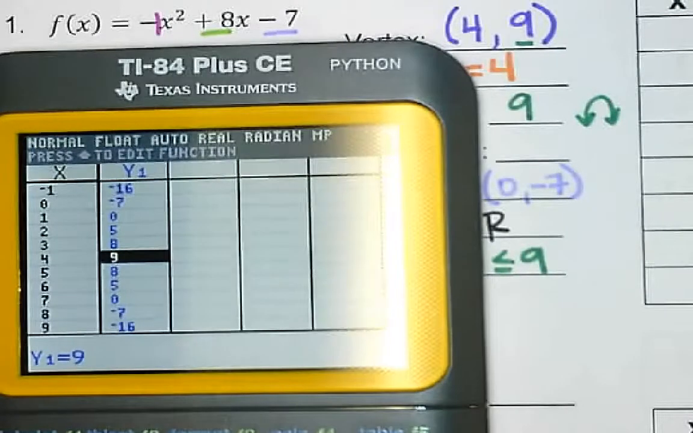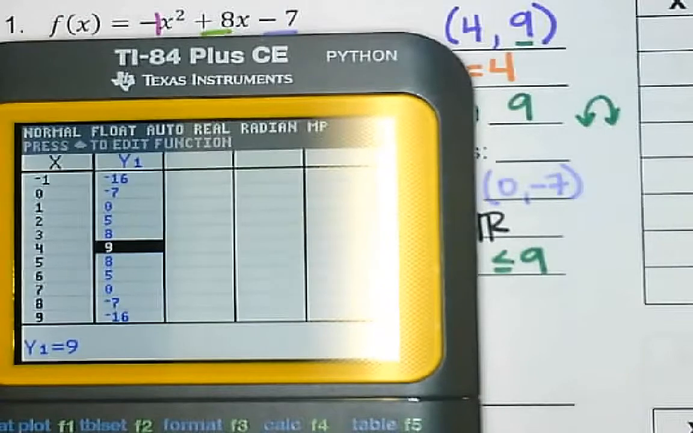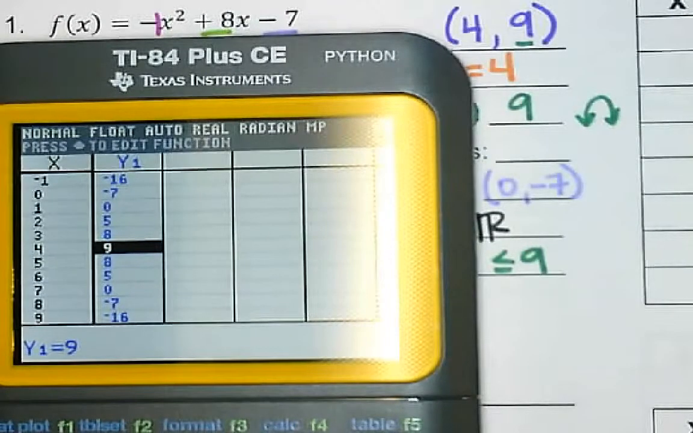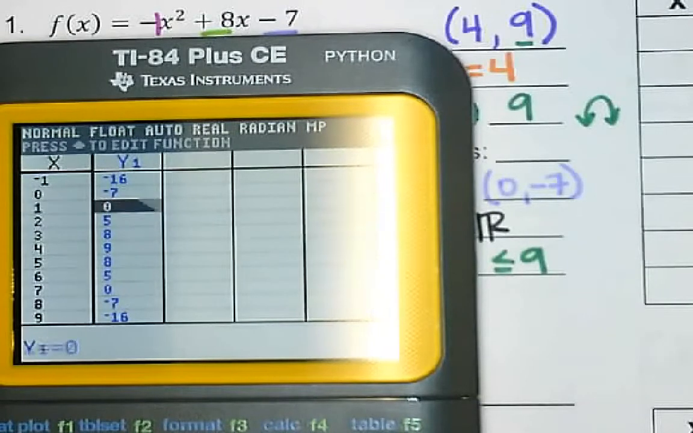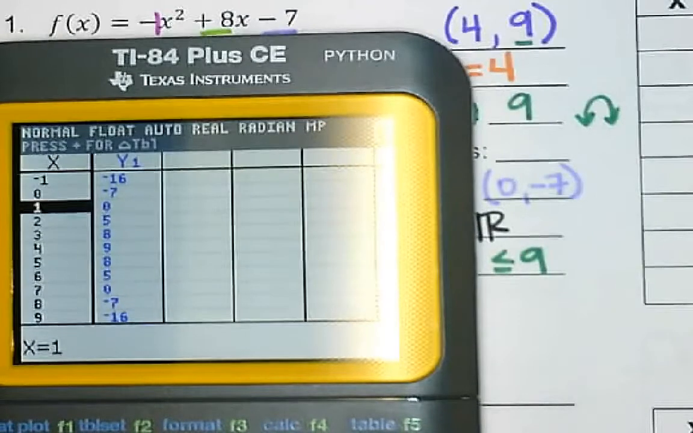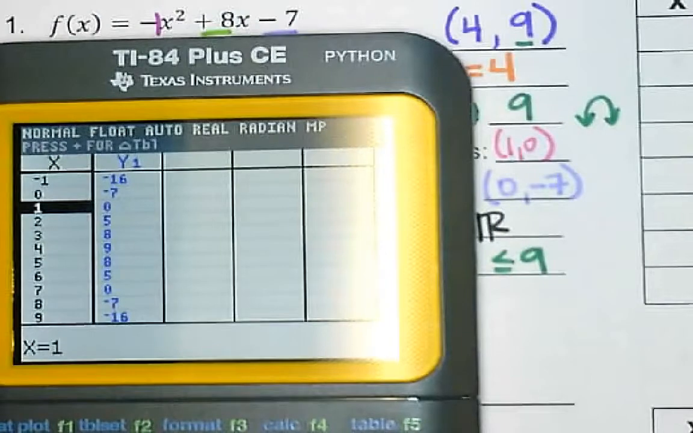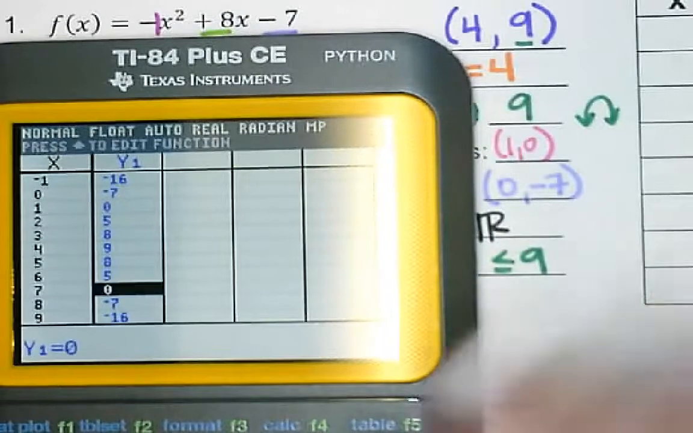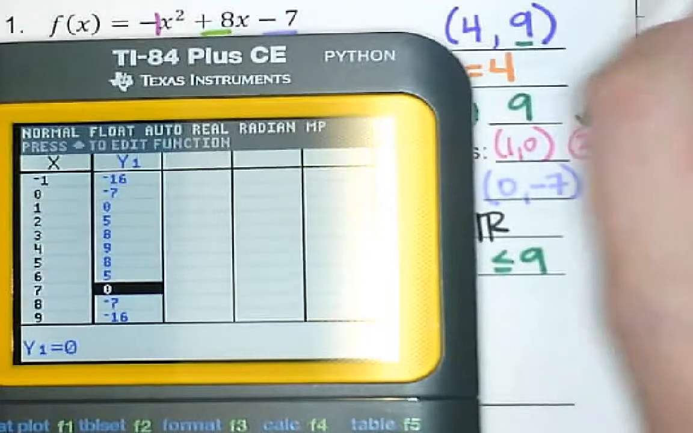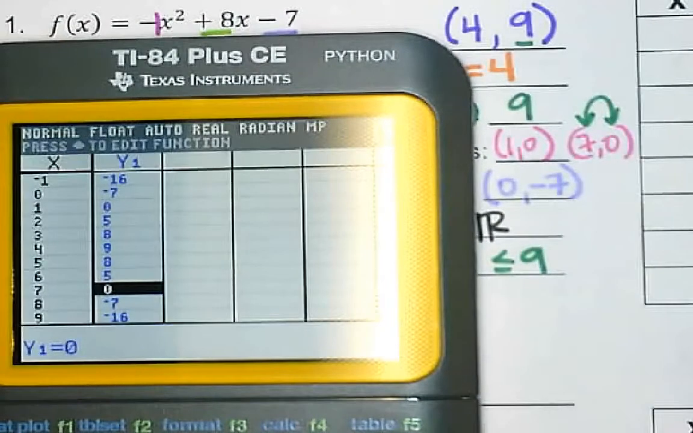Now from this table, can I identify my Y-intercept and my X-intercepts? I sure can. What's my X-intercept, y'all? 1, 0. That's one of them. What's my other X-intercept? 7, 0.